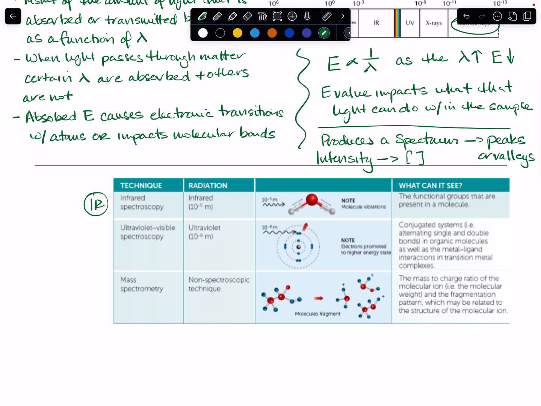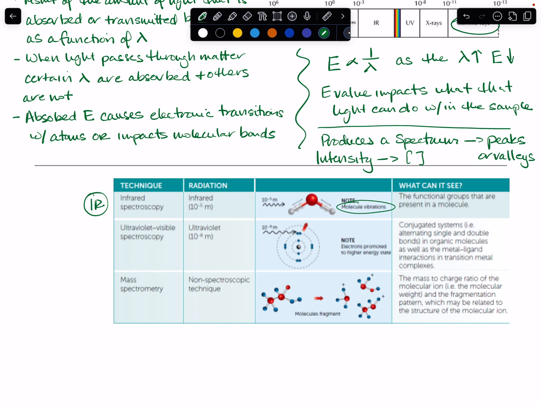So we're probably not going to be able to break bonds with this. In fact, what it can do is, as that energy is absorbed by your molecules, it causes those molecules to vibrate. In particular, it causes the bonds within the molecules to stretch and to bend. So there's no breaking of those bonds, but there is motion of those bonds.